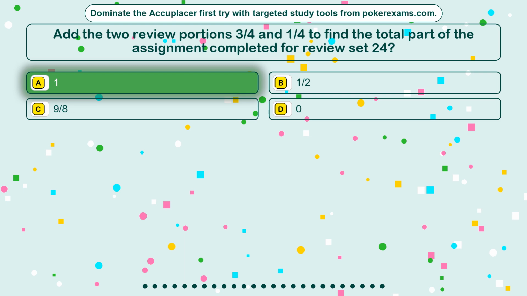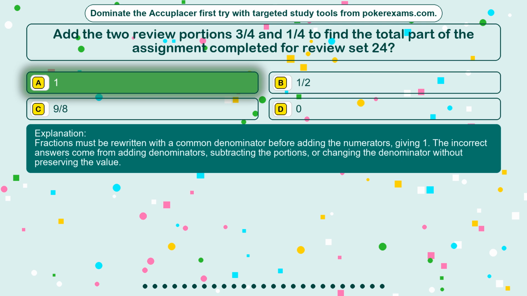The correct answer is option A, 1. Fractions must be rewritten with a common denominator before adding the numerators, giving 1. The incorrect answers come from adding denominators, subtracting the portions, or changing the denominator without preserving the value.